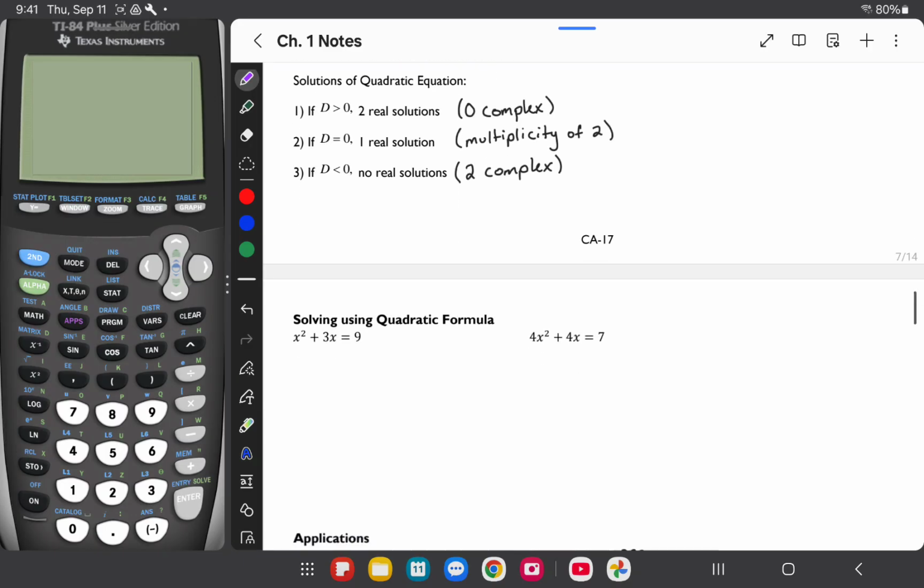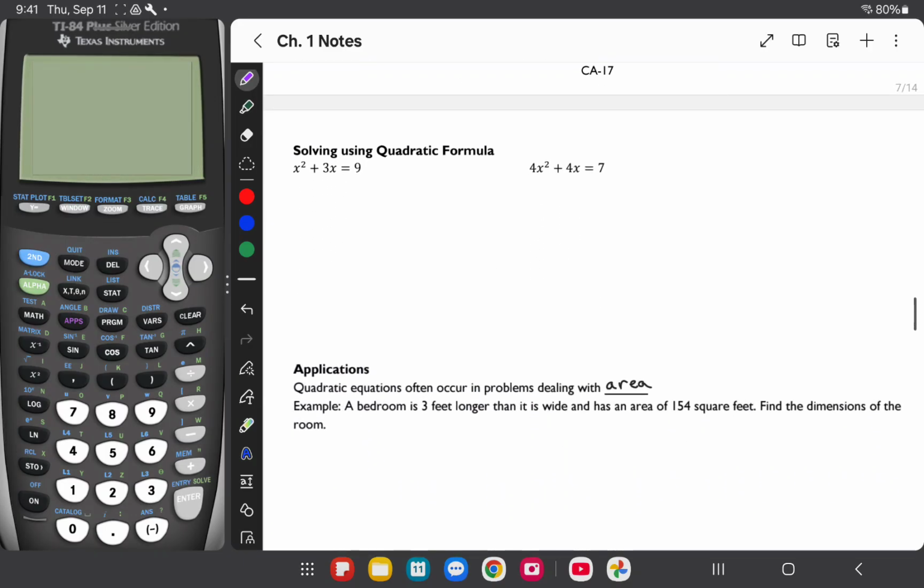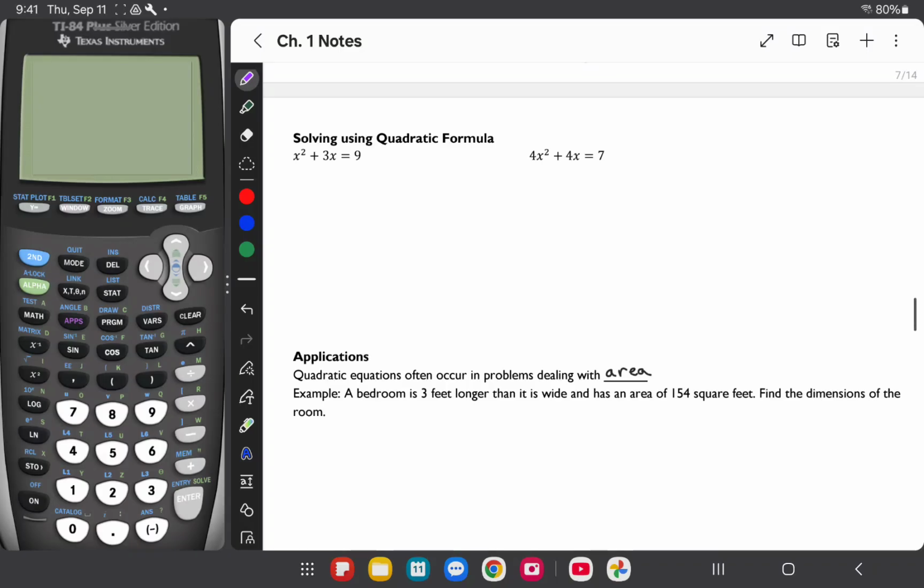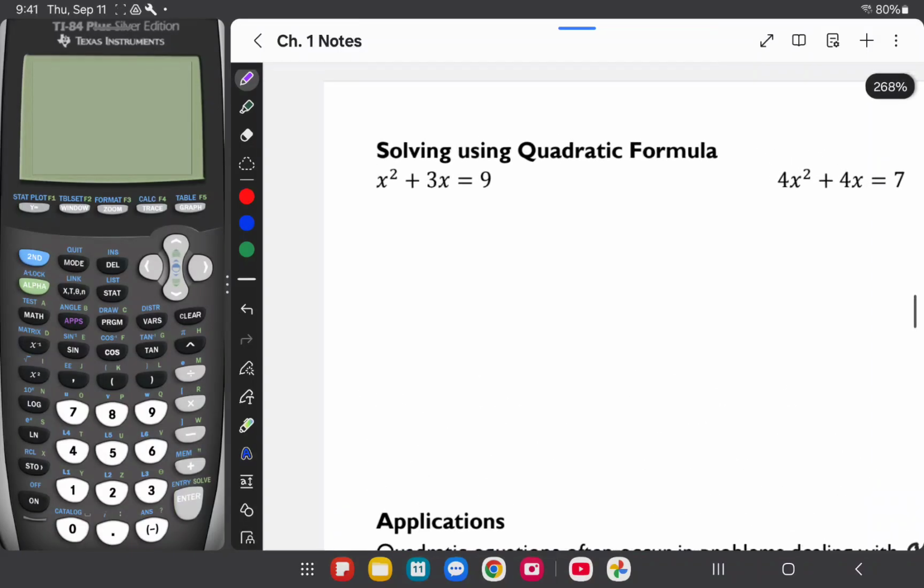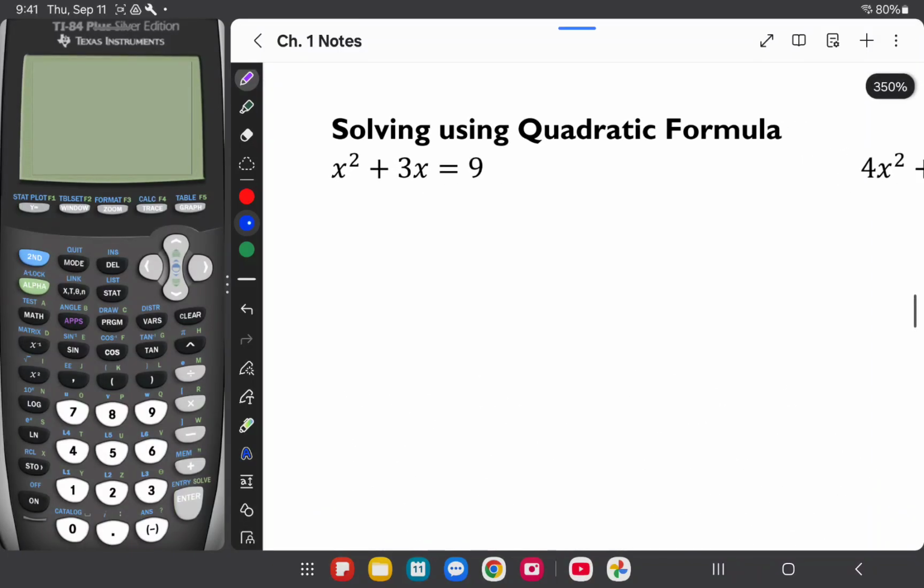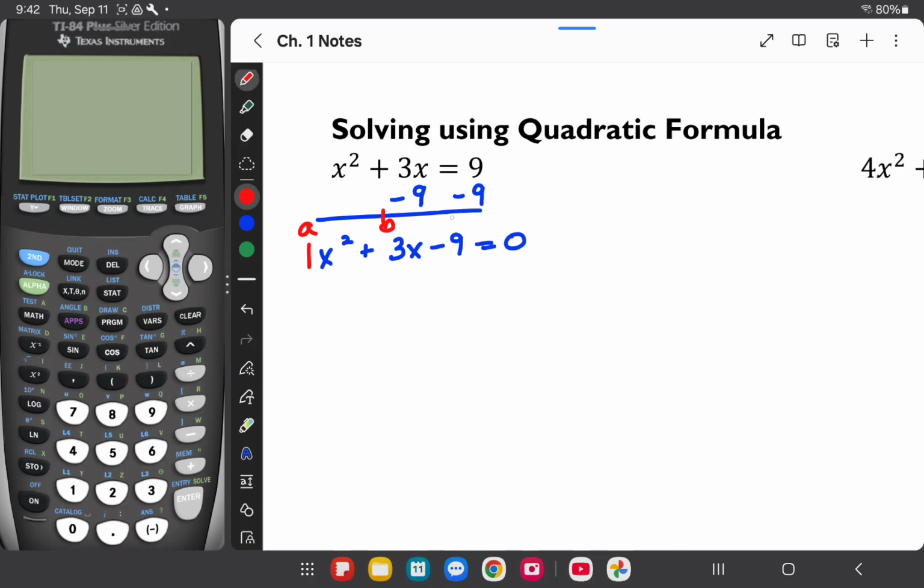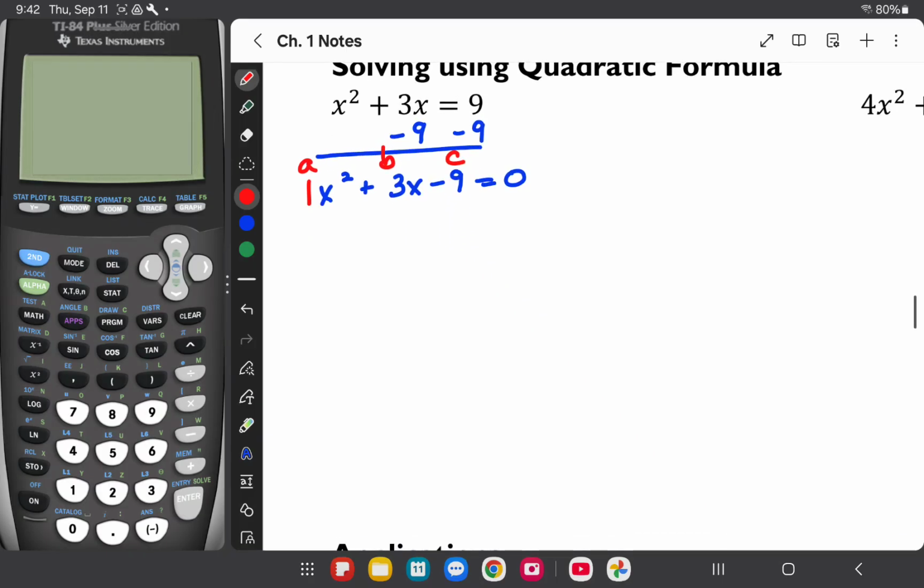So we're going to take a look at a couple of examples using the quadratic formula here on the next page. The first example is x squared plus 3x equals 9. One thing about the quadratic formula is that it does require your equations to be in standard form or general form, meaning we would need to start solving this equation by subtracting 9 from both sides. And then our coefficients become the numbers that we plug into the formula. So a is 1, b is 3, and c is negative 9.